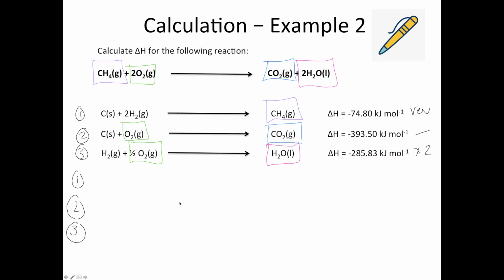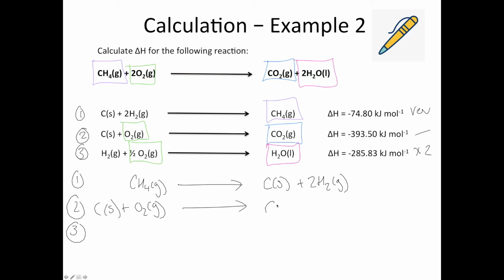So if we rewrite the equations, just make sure we've got our target one. So the first reaction we need to reverse, so that means CH4 comes first. And then it's the carbon solid plus 2 hydrogen gas. And then the middle one we didn't need to change, so we're just going to copy that down again as it is. And then the third one we had to multiply by 2. We didn't need to reverse it or anything. Just remember 2 times a half is a whole.